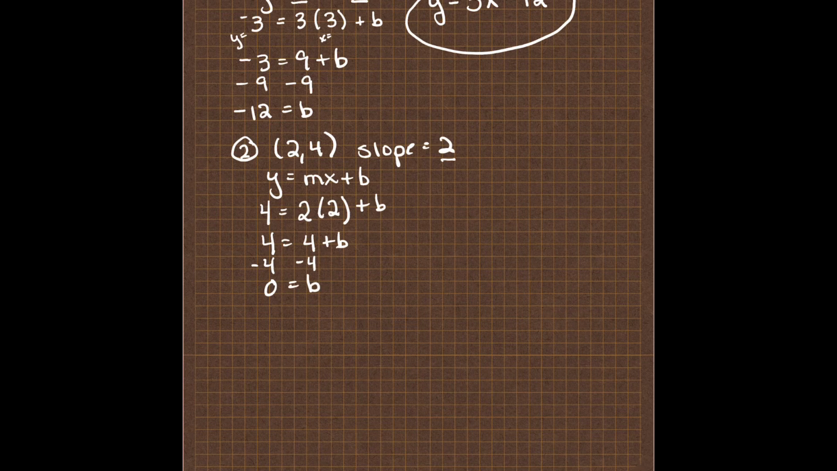Oh, do you know what? This is a direct variation. So if I go y equals slope 2x plus b, I don't really need that plus 0. So I just get y equals 2x. So this equation is directly proportional. It is a direct variation and just happens to go through the origin.